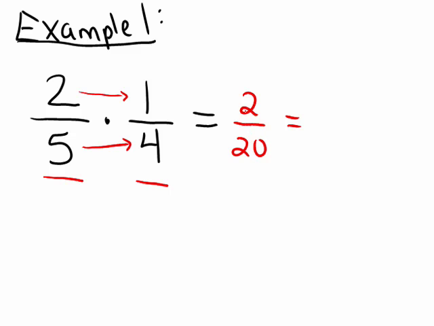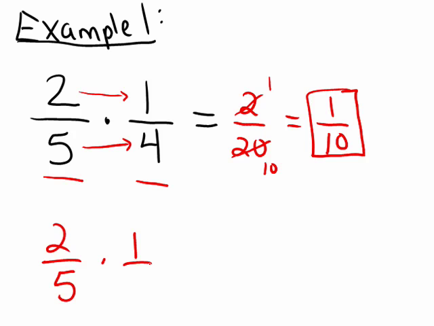2 and 20 share a common multiple of 2. So I'm going to pull a 2 out of the 2, leaving a 1, and I'm going to pull a 2 out of 20, leaving 10. The resulting fraction is 1 over 10, 1/10. So the simplified answer is 1/10.